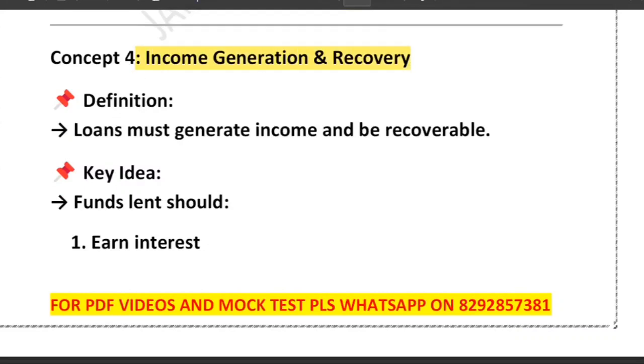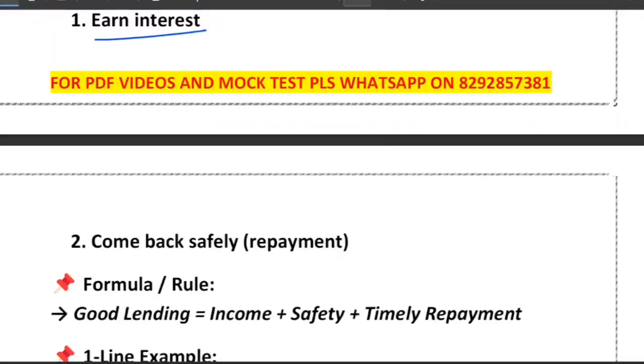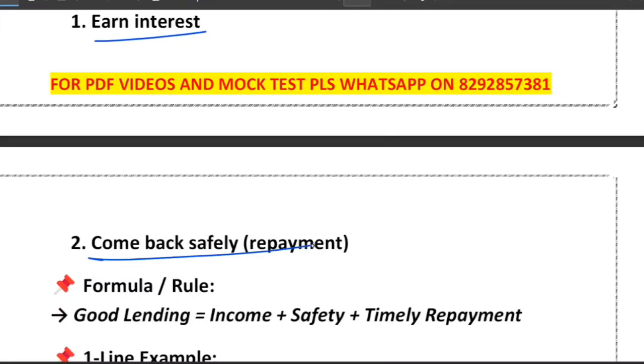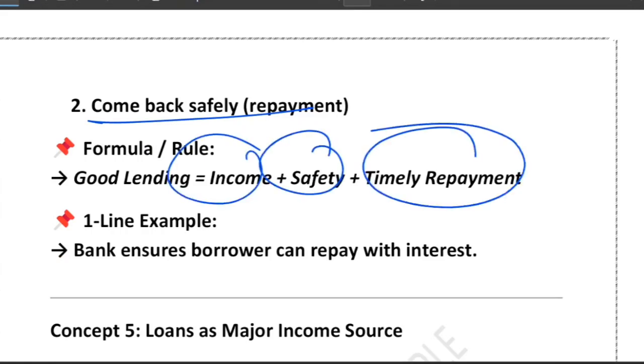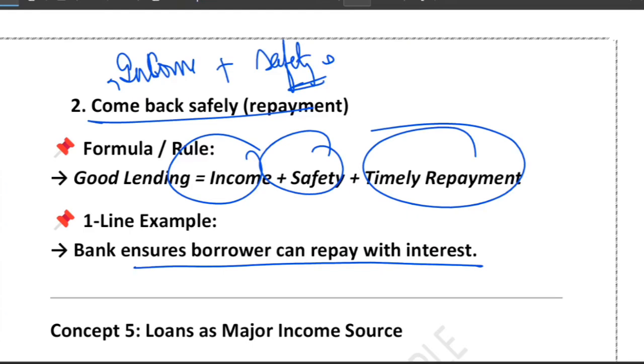Now the third point is income generation and recovery. What does it mean? So a loan should do two things. First of all, earn income for the bank. And the second thing is that it should come back safely, right? So when I say good lending, it means three things: income plus safety plus timely repayment. That's the point. So the bank ensures that the borrower can repay with interest.